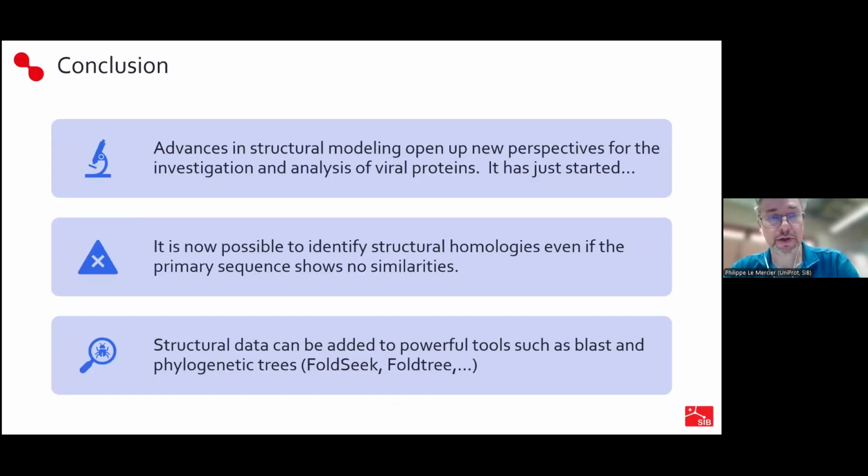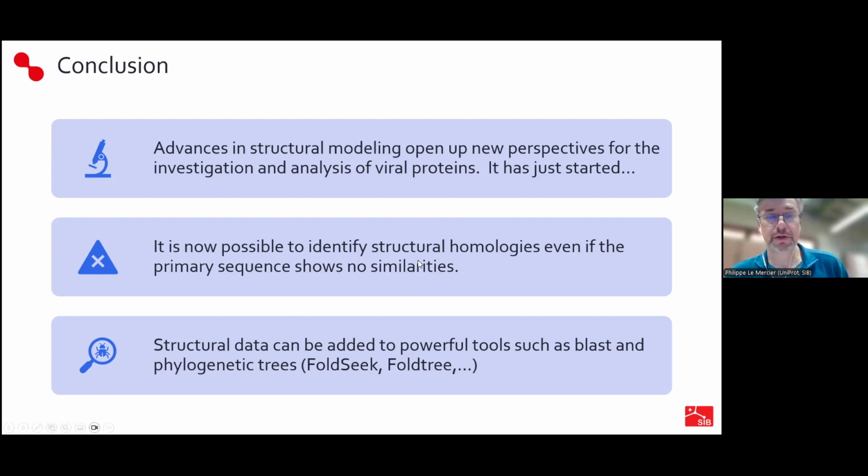So I will conclude this presentation by telling the main points. Advances in structural modeling open new perspectives, which are really relevant for virology. It has just started because, for example, AlphaFold 3 has only been available to people for three months. It's a bit closed right now. You cannot make large-scale predictions using AlphaFold 3. You need to log on, and you can make just 20 every day for a single person. But it will improve. Maybe ESMFold 2 will recover. We don't know. I'm pretty sure it has just started.